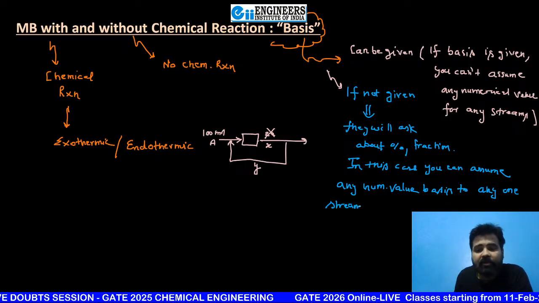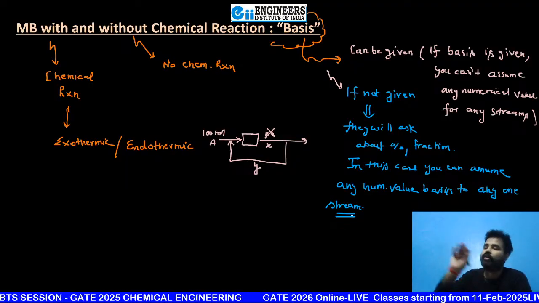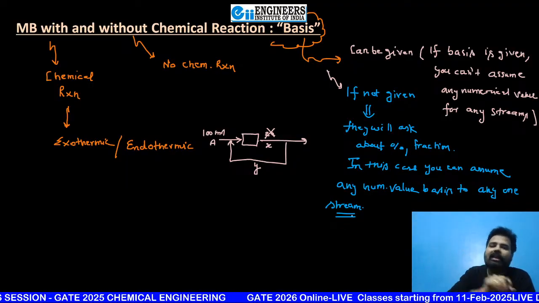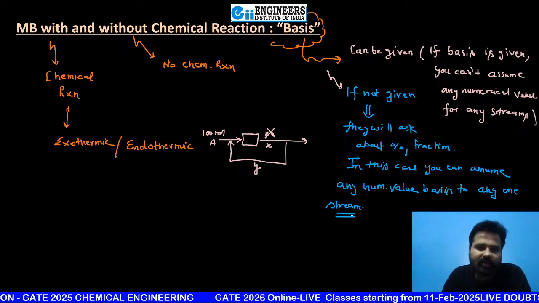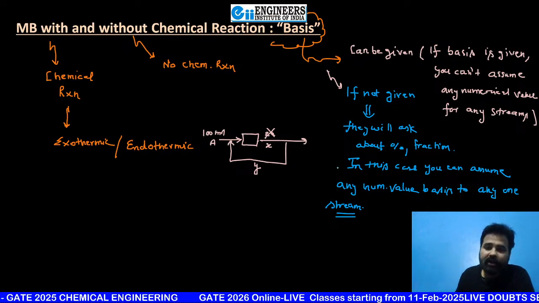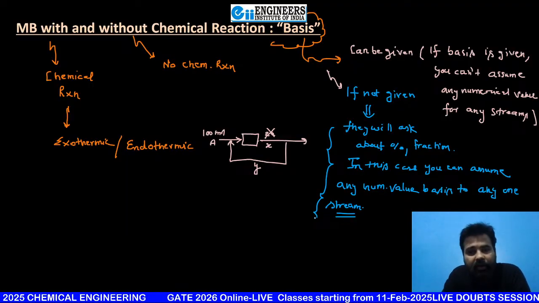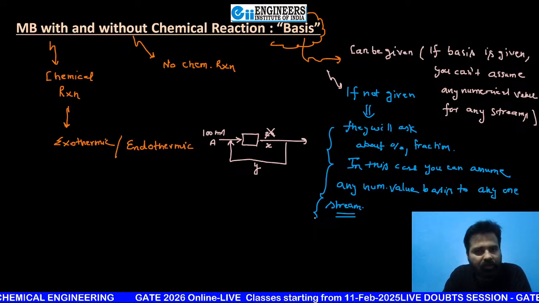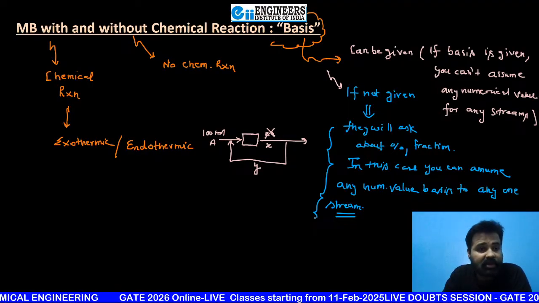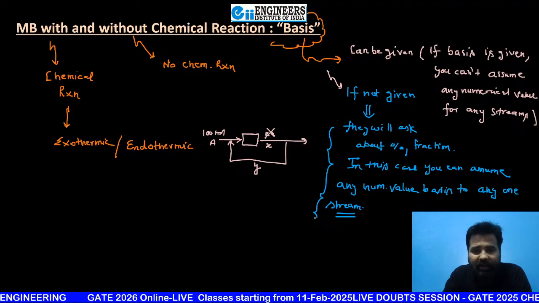Once you assume it at one place, you can't assume lots of places, like 100 here, 200 here. No, no, you can assume at any one place as your basis. Okay. Now we will deal with these things in detail after completing our first chapter, unit conversion, followed by basics like fundamentals of material balances. Okay, then we will start material balance with and without chemical reaction. Okay. So I hope that everyone is crystal clear.